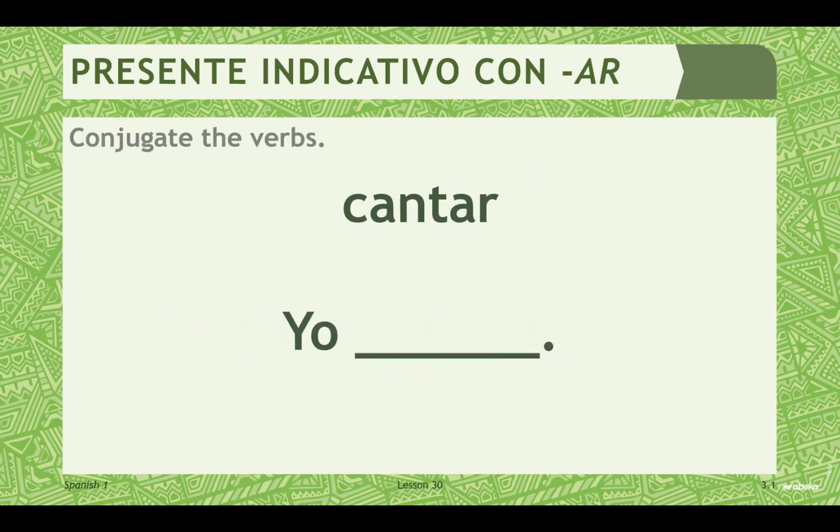So we have here cantar. Now, I want you to conjugate that verb for yo. Please, find your notebook and write this down, okay? It will help you practice and you will need it. So cantar, for yo, what do we do? It ends in AR. So you have to get rid of the AR and change it to O. So it is yo canto.